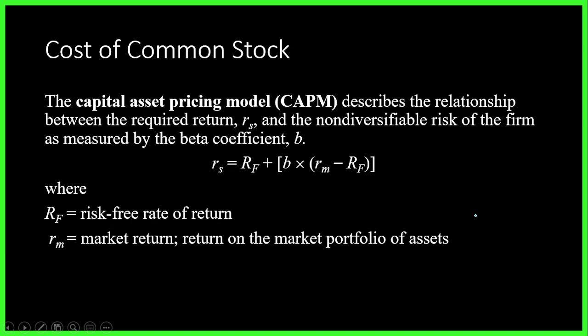Okay, now if you're going to use the capital asset pricing model, this is already discussed in other topics, no? But as a review, this is the equation of your CAPM. You have the risk-free rate, you have here your beta, you have the market's return, and then you have the risk-free rate. The difference of these two is also known as the market premium.